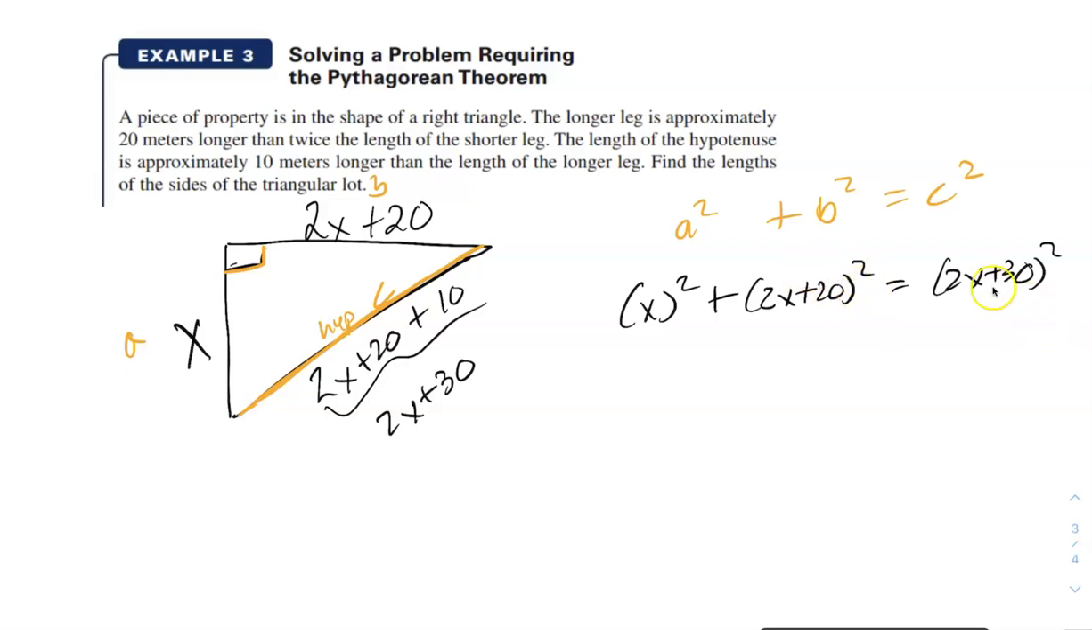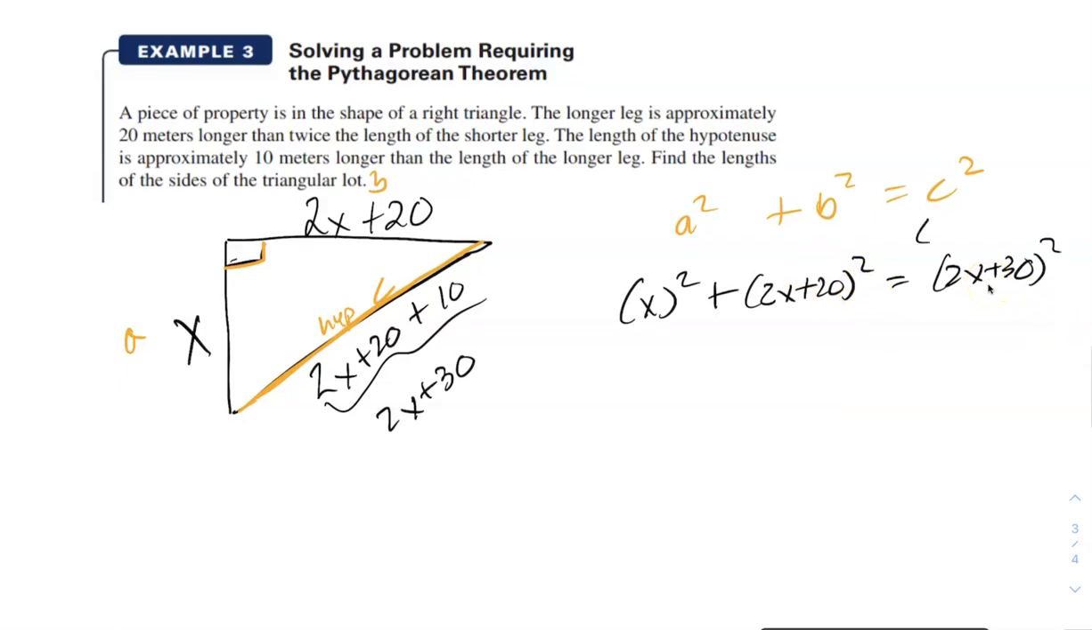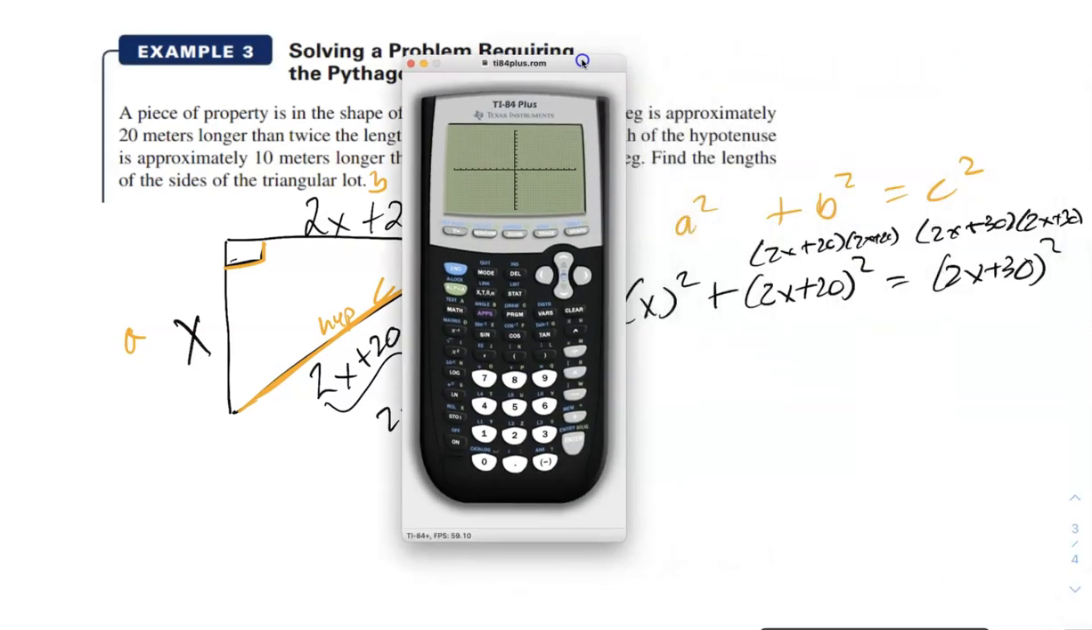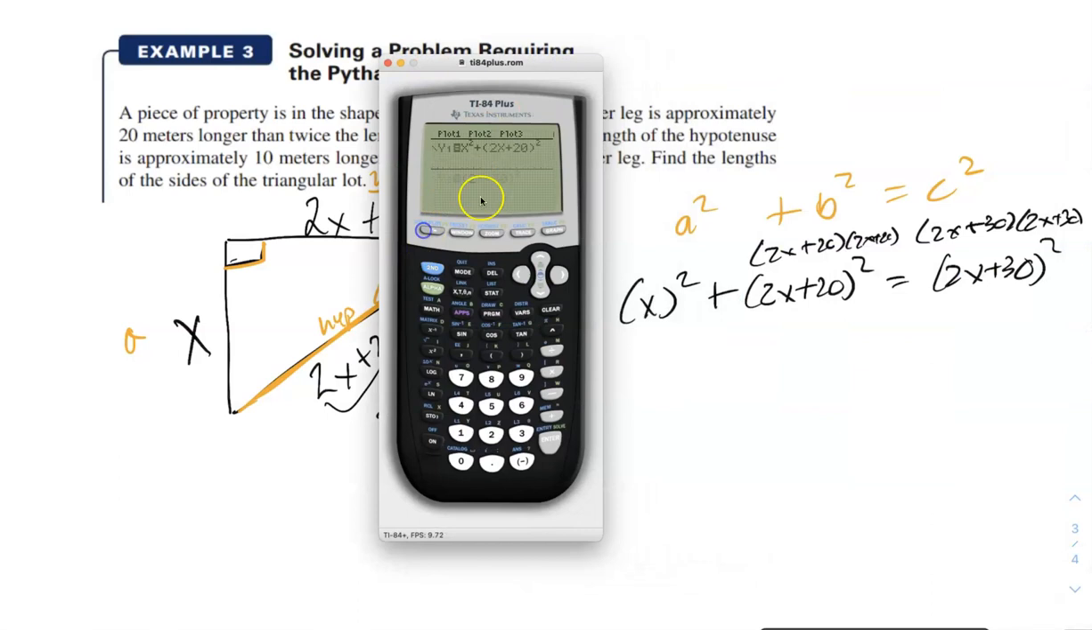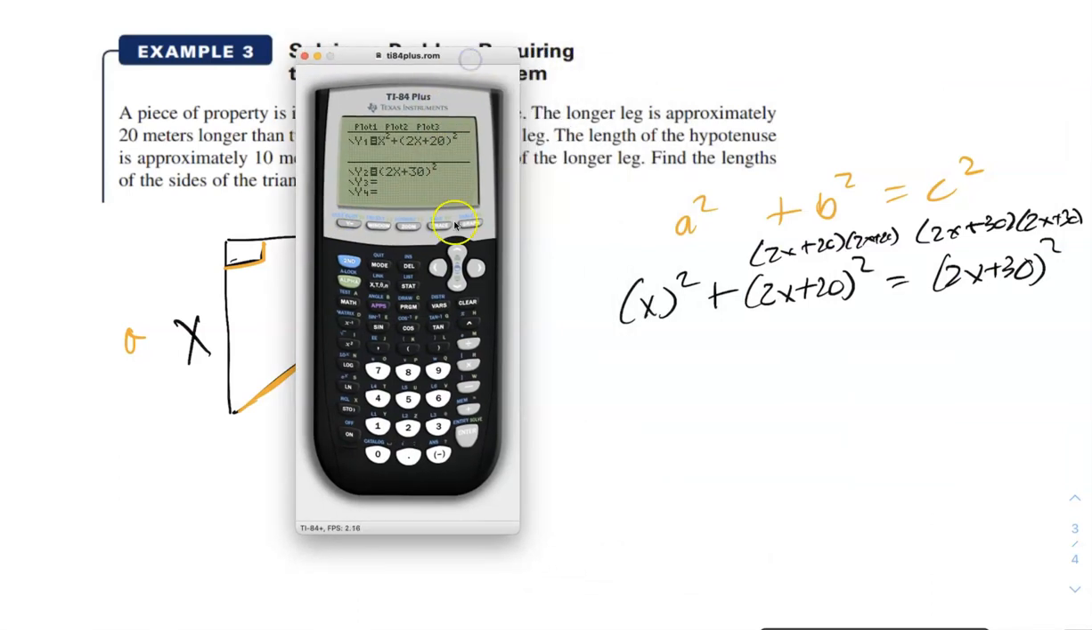Now we could solve this by hand. I can multiply this out: 2x plus 30 times 2x plus 30, and then 2x plus 20 times 2x plus 20. Or we could use a calculator. Now this one, I think I'll tell you right now, I tried a little bit earlier. Let me type them in. And the graph wasn't the easiest to find.